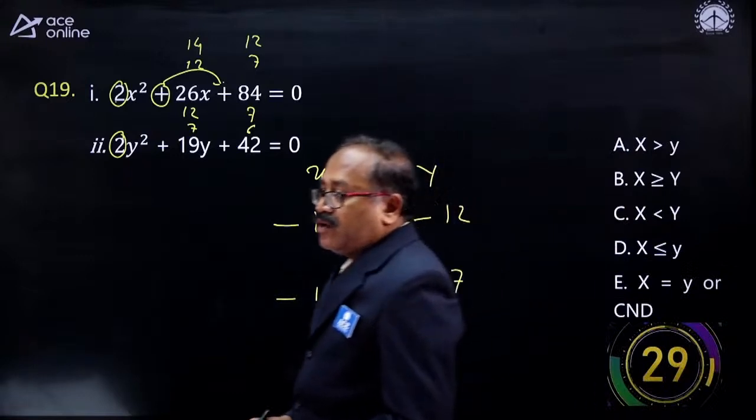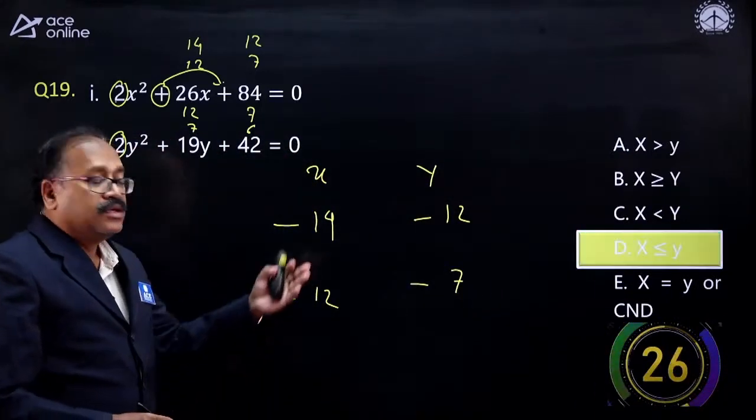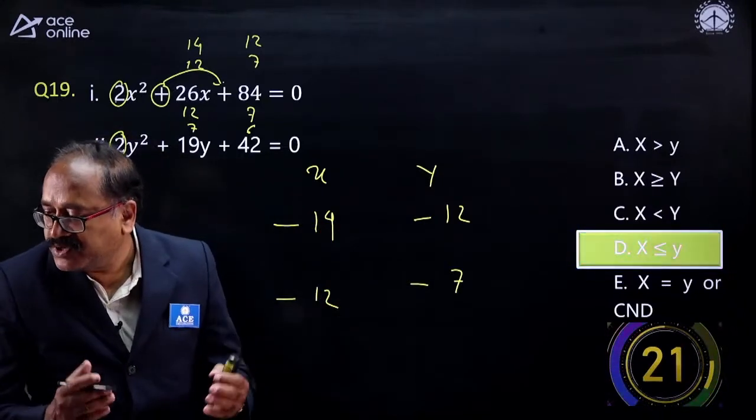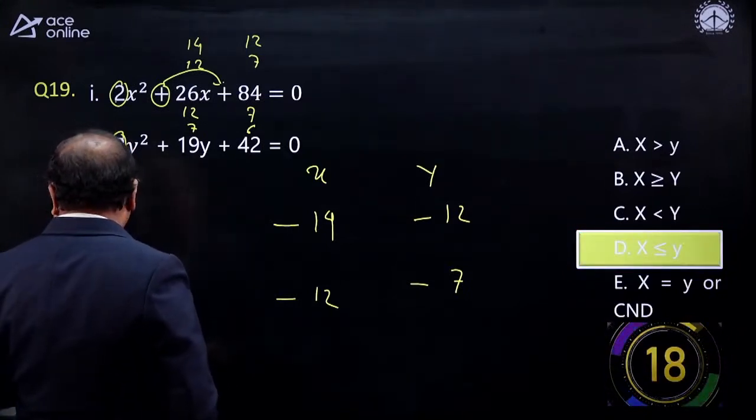Okay. Now, what is the answer? The answer is x is less than or equal to y, option D. Yes, Mr. Sumit, you are right. So, how do we answer this question?